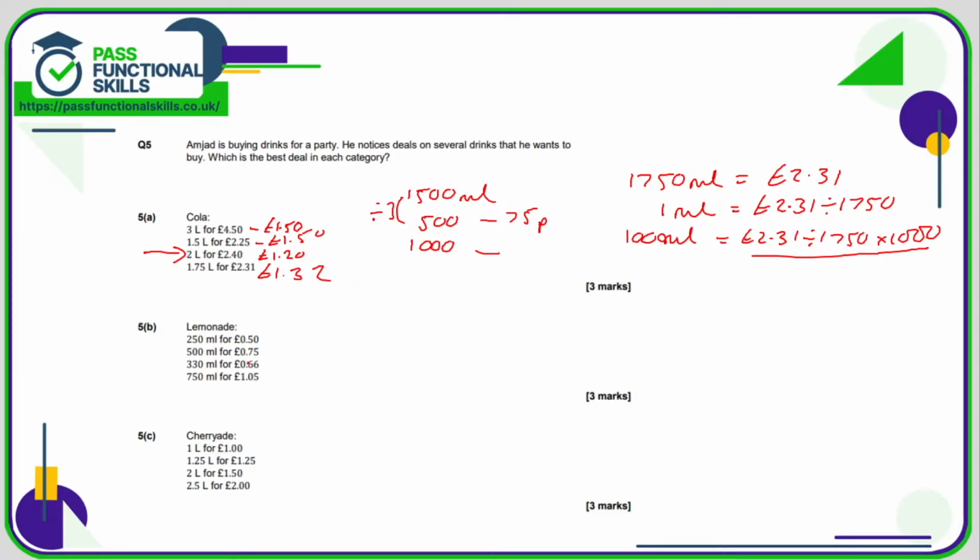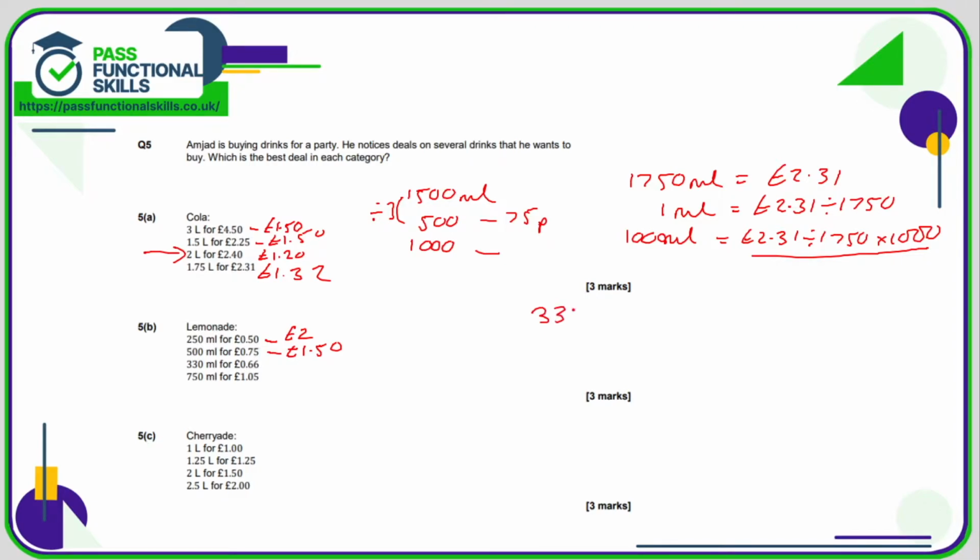For 5B, again, probably the best thing to do is work out the price per litre. You could work out the price per millilitre, but you're just going to get some really low values. Lemonade isn't very expensive per millilitre, whereas the price for 1 litre is a bit more substantial. So if 250 millilitres, that is quarter of a litre, is 50p, then the full litre is going to be 50p times by 4, which is £2. 500 millilitres is half a litre, so the full litre is going to be double that, so £1.50.